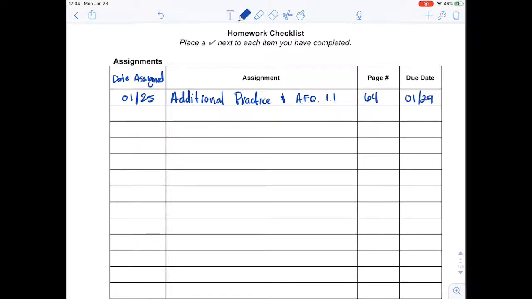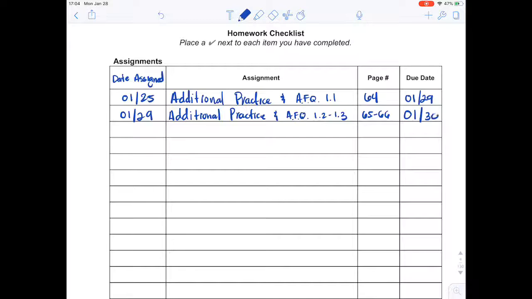Tonight's homework date assigned is 01/29. Additional practice page 65 and 66. Also answer your AFQ for 1.2 and 1.3. Okay, that should be due next class, which will be tomorrow.